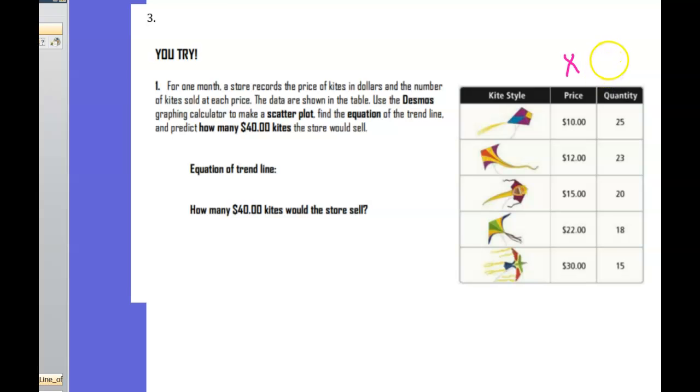So we put these values into Desmos. We have our x1 and our y1. And our equation of the trend line, if we do it correctly, our a value after we round it is negative 0.5, and our b is going to be 28.5. So the equation would be y is equal to negative 0.5x plus 28.5.